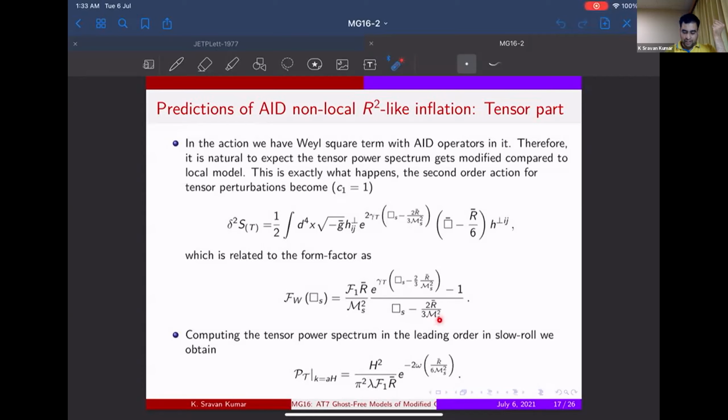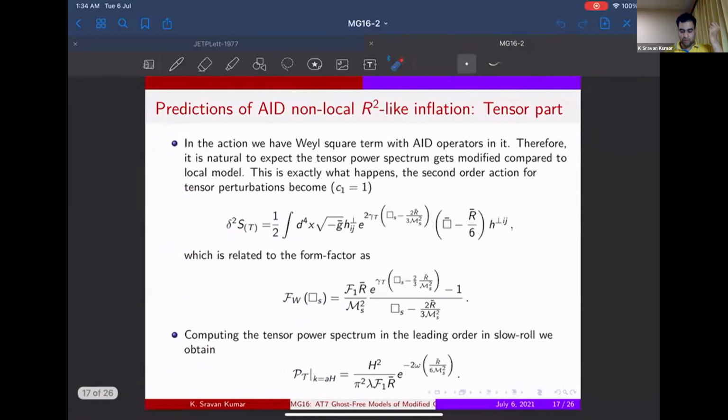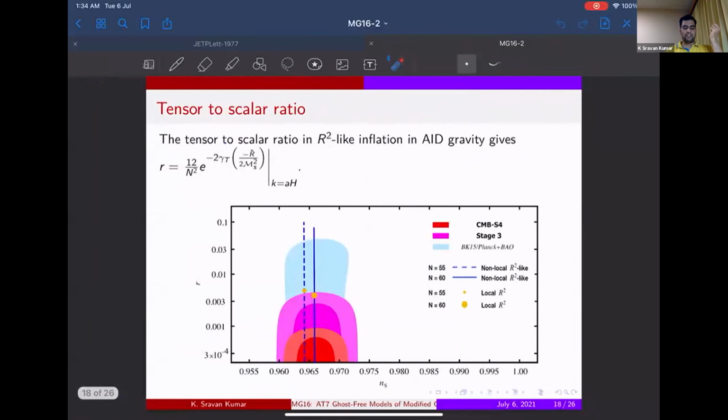Now given this form of f of box, in the theory we have only 2 degrees of freedom, the 2 helicity states of the massless graviton. And there are no other tensor ghosts in the theory. Given this form of f of box, this new factor Weyl f of box Weyl will change the tensor power spectrum compared to the local theory. This is the main difference, and we can observe it in the form of the tensor to scalar ratio.